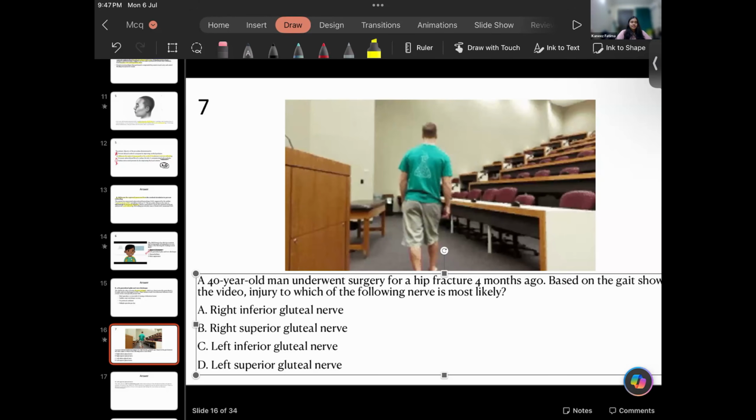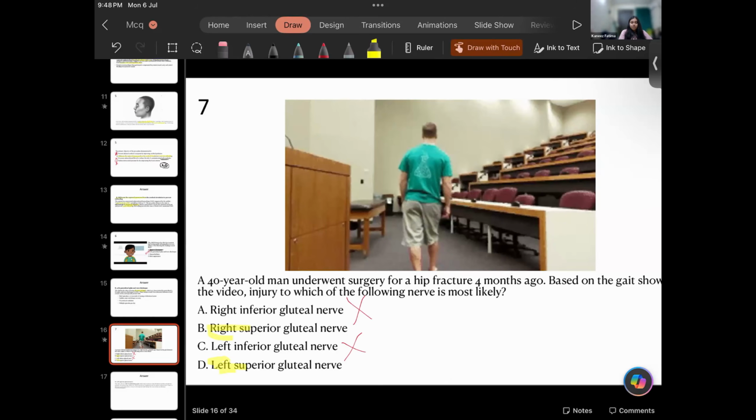So the question has asked, injury to which of the following nerves? You can rule out the inferior gluteal nerve because it does not supply the hip abductors, gluteus medius and gluteus minimus. So you are left with two options, the right or the left superior gluteal nerve.